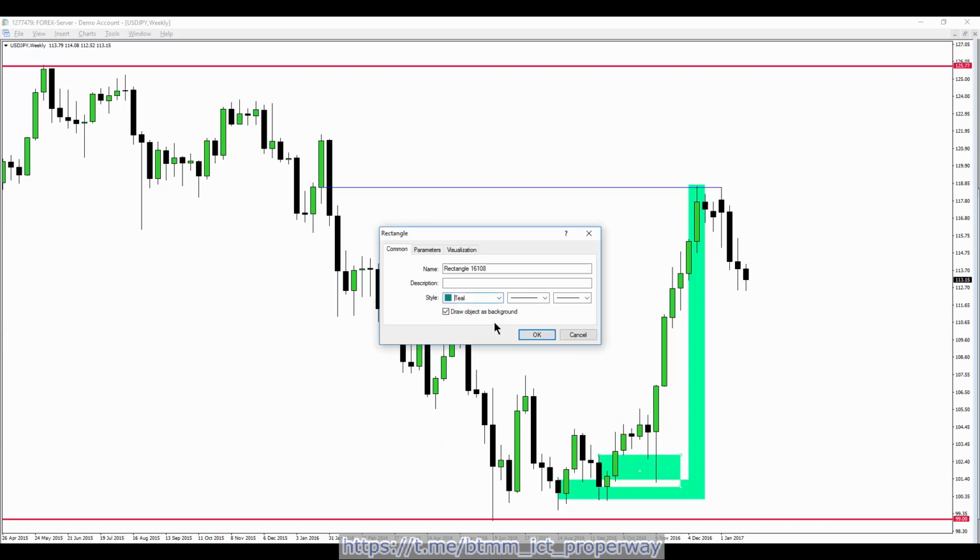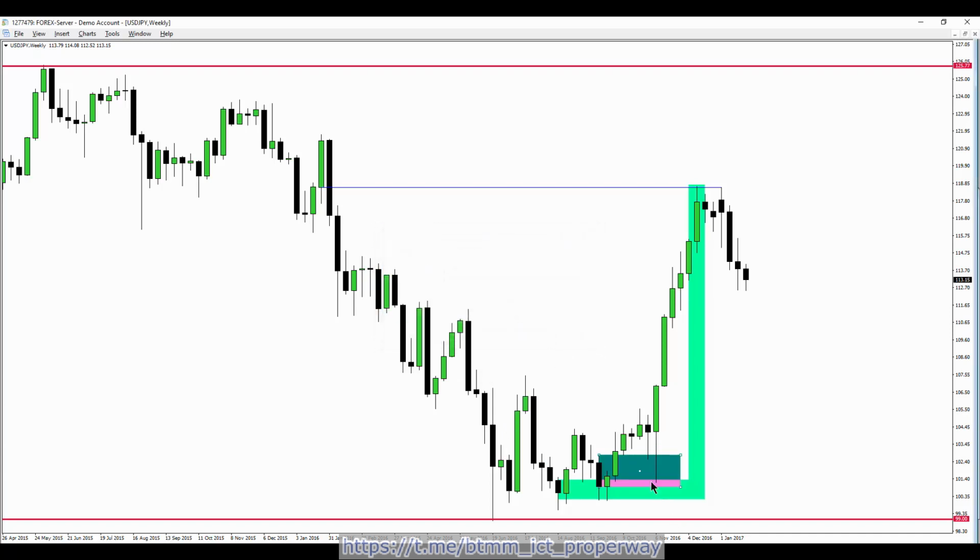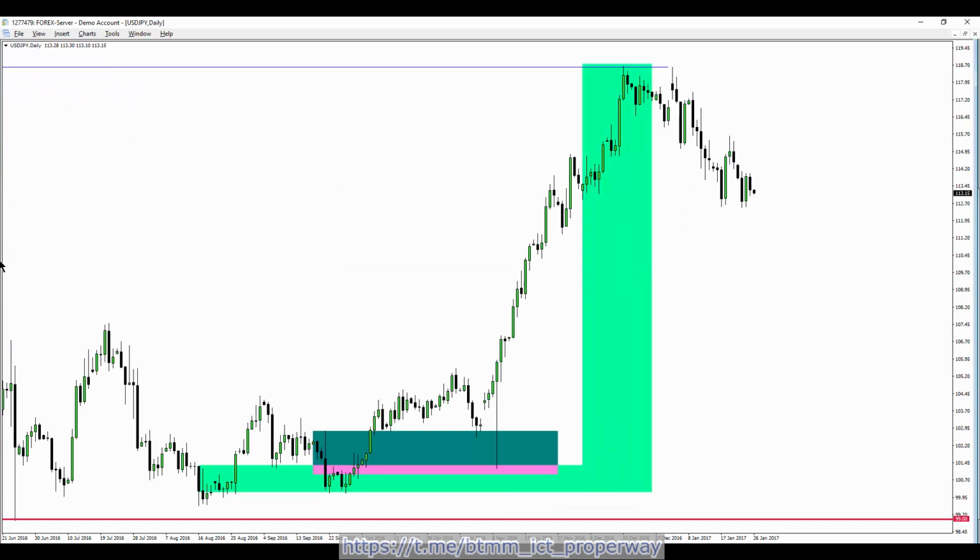Let's use a different color, a little bit darker. Might be a little too dark for some of your personal taste, but we're just going to have to deal with that, won't we? We're going to go over to a daily chart. Okay, and you can see here the darker area is a weekly bullish order block.